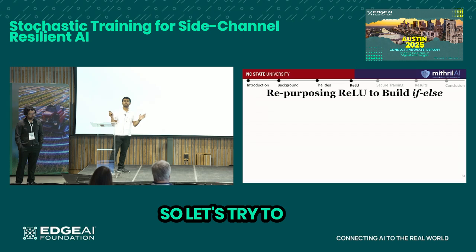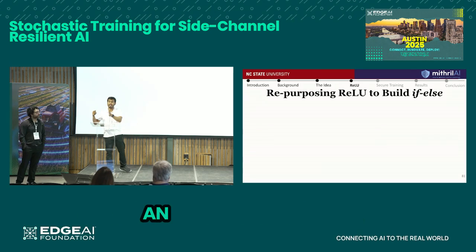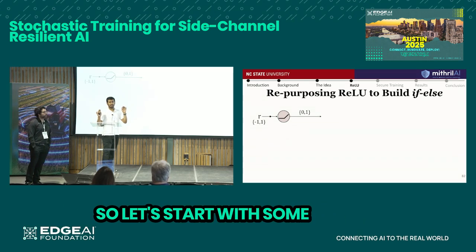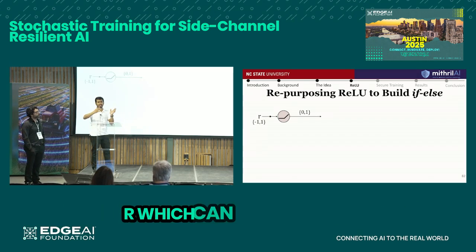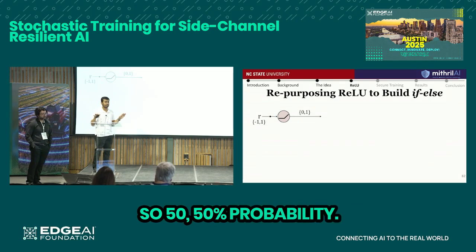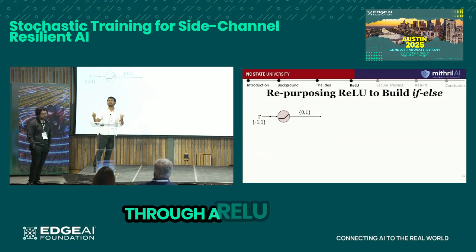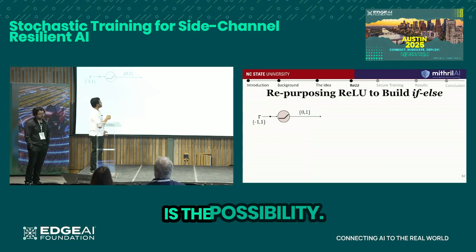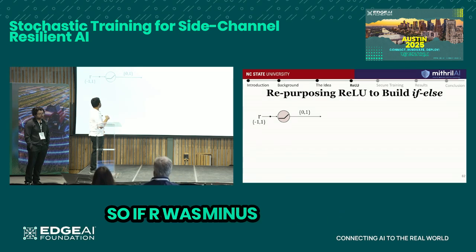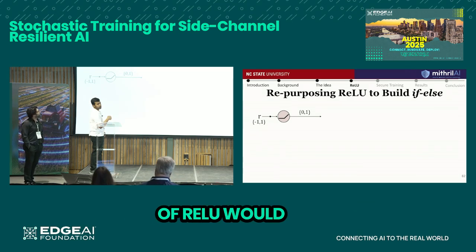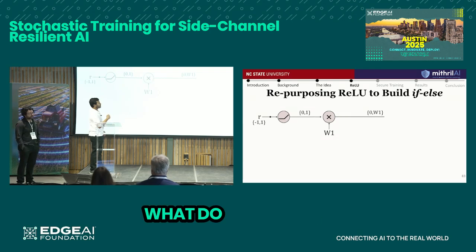So let's try to use the ReLU function and build an if-else condition. Let's start with some number r, which can randomly be either -1 or +1, right? So 50-50% probability. And then we pass it through a ReLU function. What I'm showing in these curly braces is the possibility. If r was -1, the output of ReLU would be 0. If r was +1, the output of ReLU would be 1.